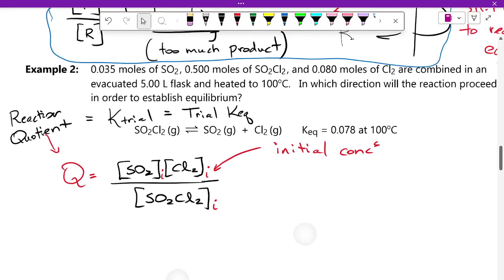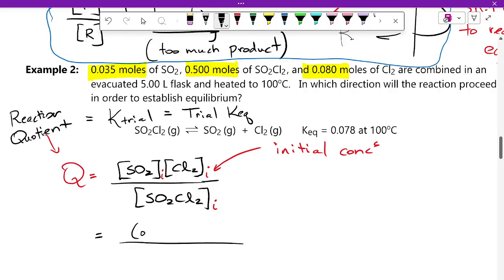Now, for a question like this, where you are given moles, moles, moles, tell me, is this correct? Don't write this down. I want to know, is this correct? No, why not? Oh, did I not put them in the correct spots? Oh, no, I didn't. You're right. Okay, so let's fix that.